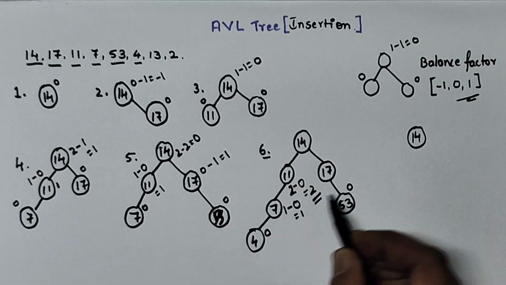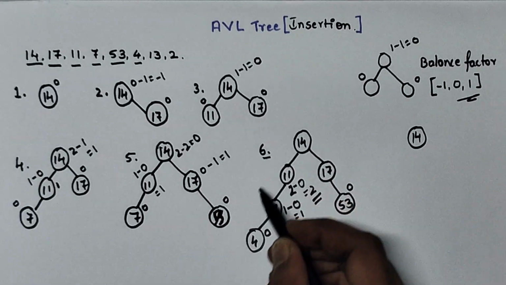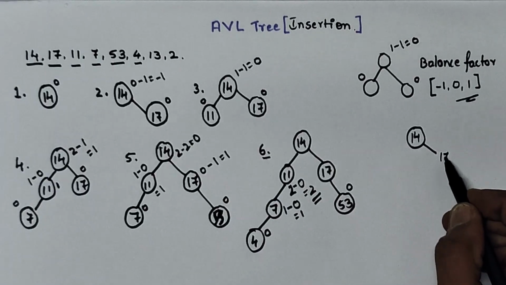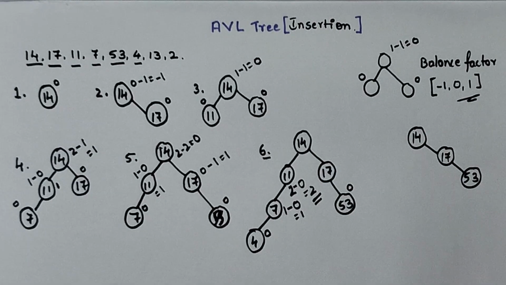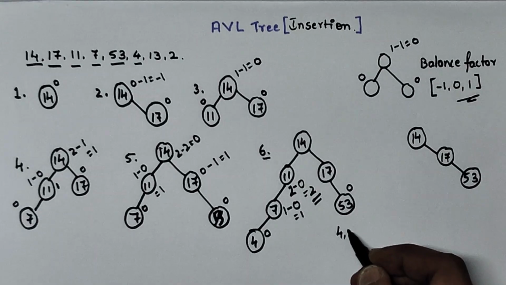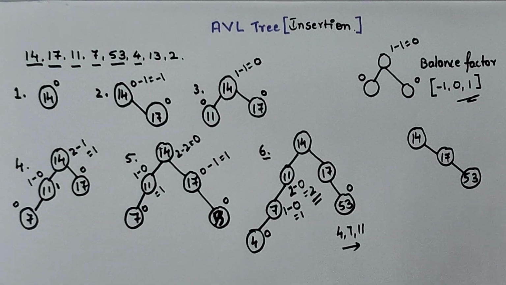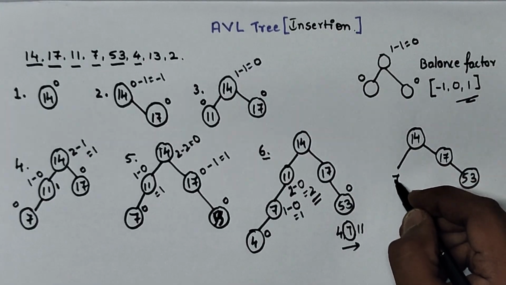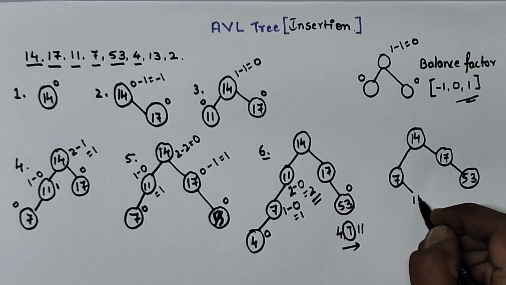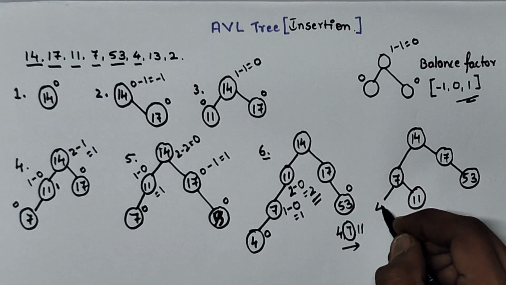14 will remain as it is, and this is happening on the left side, that is in the left subtree. So the right subtree will remain as it is, 17 will remain as it is, 53 will remain as it is. So now if you see, the problem occurred at 11. Why did it occur? Because of 4 and 7. So we will be taking 4, 7 and 11 in increasing order, and we will be selecting the middle element. Which is the middle element? 7. So after 14 I will write 7 here, and 11 will be the right child and 4 will be the left child.